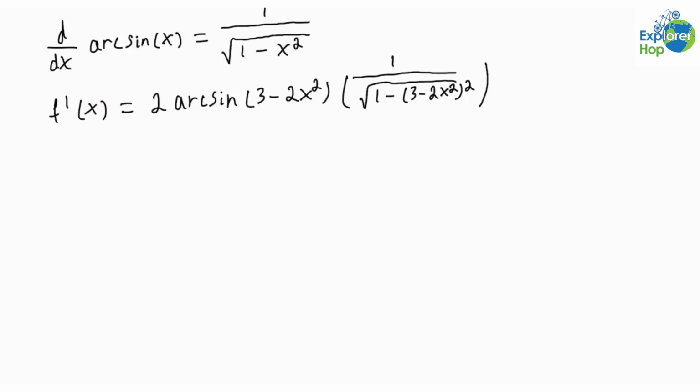Then times the derivative of the inside function, which is the derivative of 3 minus 2x squared. And that's just equal to negative 4x using the power rule.